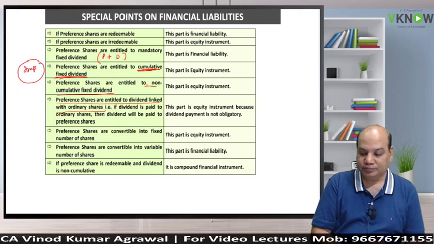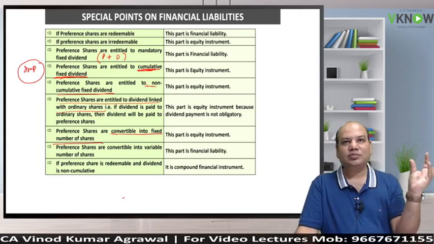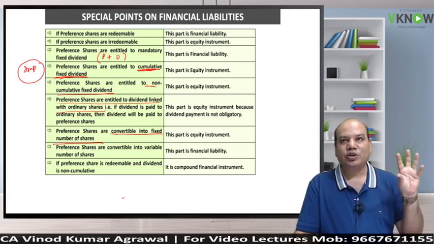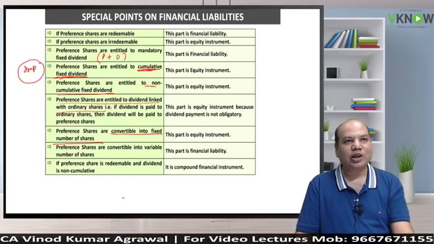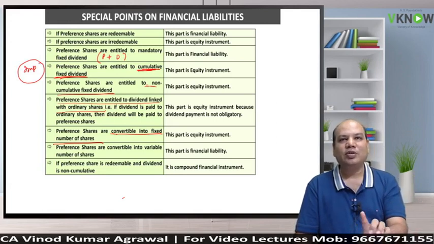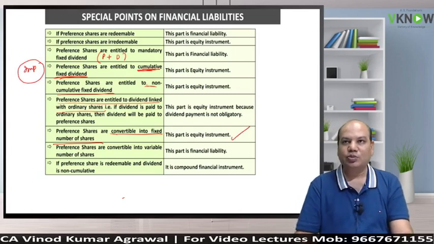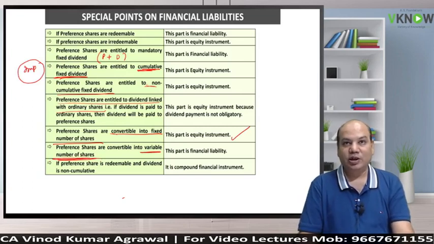Okay. Next, preference shares are convertible into a fixed number of equity shares. The principal part is my liability, but it will be converted into a fixed number of shares. So it's a non-derivative instrument convertible into a fixed number of shares. Element number 3 of liability says a non-derivative contract which will be settled by a fixed number of own equity shares is an equity instrument. But the same thing, if I make it variable, it will become a financial liability.